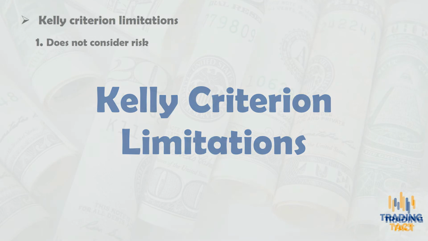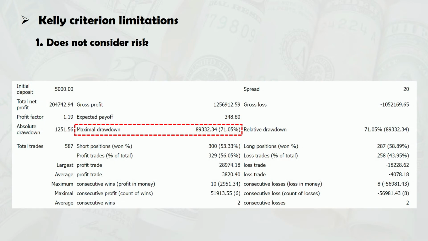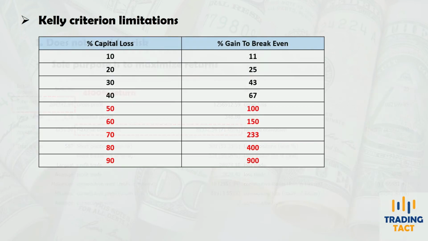There are 2 reasons why I believe the Kelly Criterion should remain in the realm of gambling. Firstly, it does not consider risk. From the example above, you can see the Kelly betting fraction tends to produce huge drawdowns. This is because its sole purpose is to maximize your long-term returns, without taking drawdown into consideration. Drawdowns above 50% would be unbearable for the majority of traders.